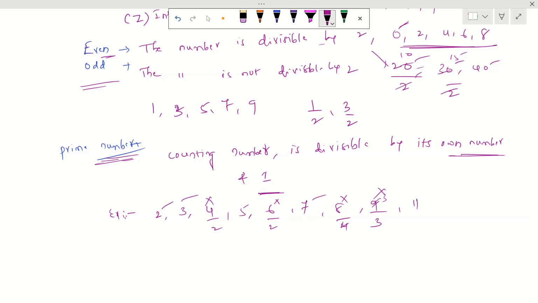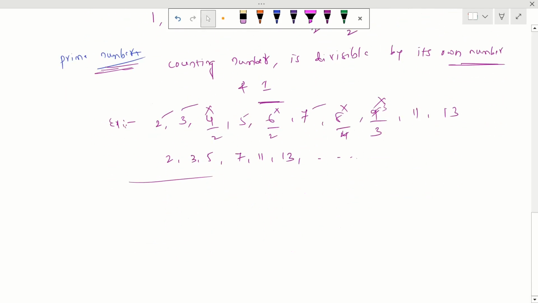So 11 and 13 are prime numbers. So which are the prime numbers? 2, 3, 5, 7, 11, 13. 14 is not a prime number, it is divisible by 2. 15 is also not prime, and so on. We can write a list of prime numbers. Understood? What is the meaning of a prime number?